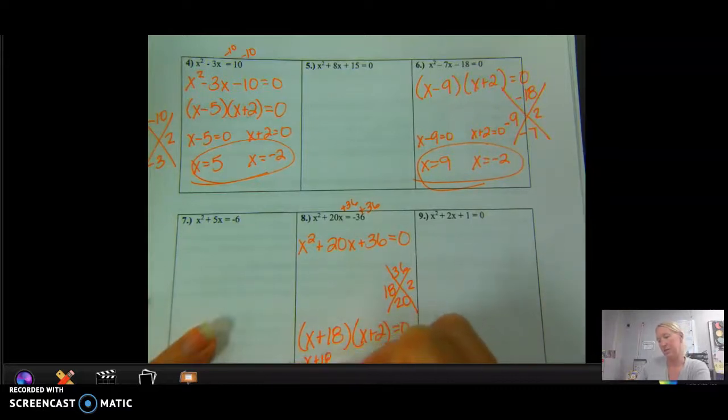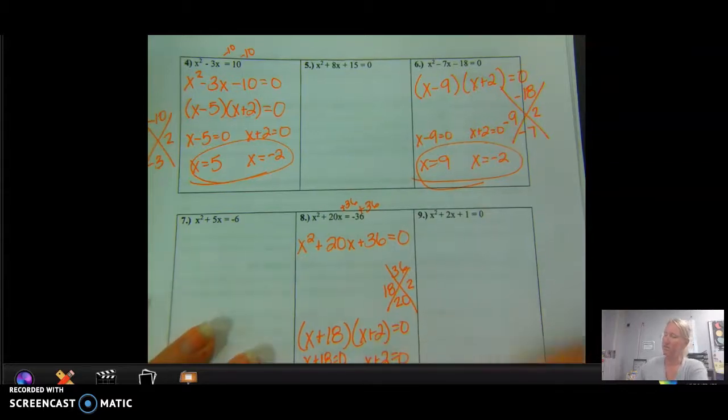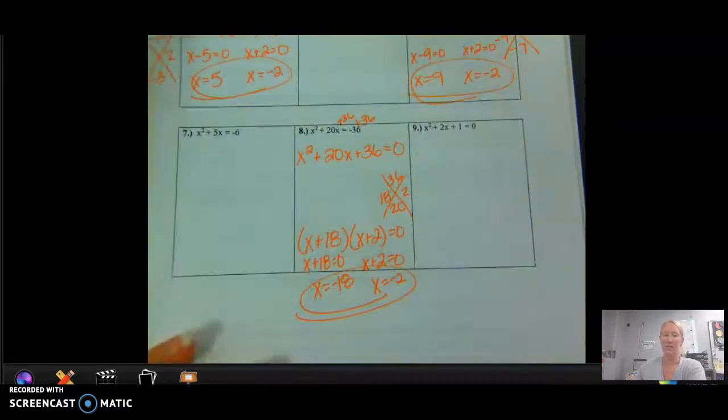So I set both these equal to 0. Subtract 18 and subtract 2. So if I subtract 18, x equals negative 18. If I subtract 2, x equals negative 2. And there are those answers, if you can see it.